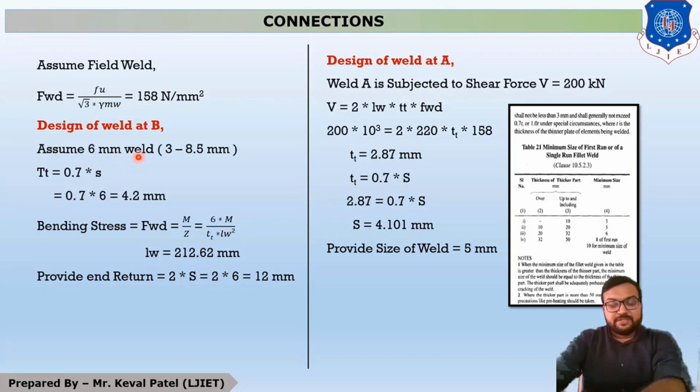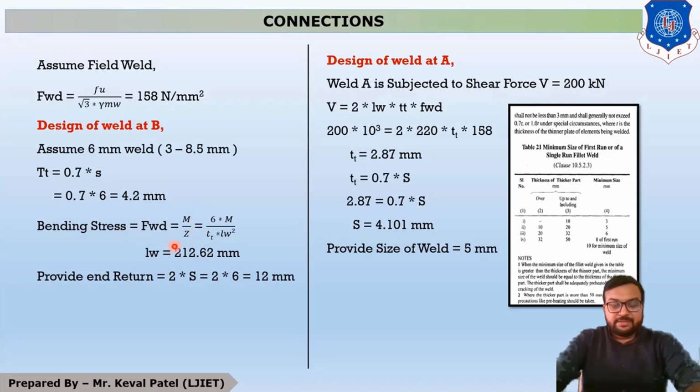Now, if our size of weld is 6 mm, then first of all we have to find the minimum throat thickness. The minimum throat thickness is denoted as TT. The equation for minimum throat thickness is 0.7 into S, in which S is the size of weld. Now, if we assume the size of weld is 6 mm, then our minimum throat thickness is 4.2 mm. Now, you all know that the equation for bending stress FWT is M by Z.